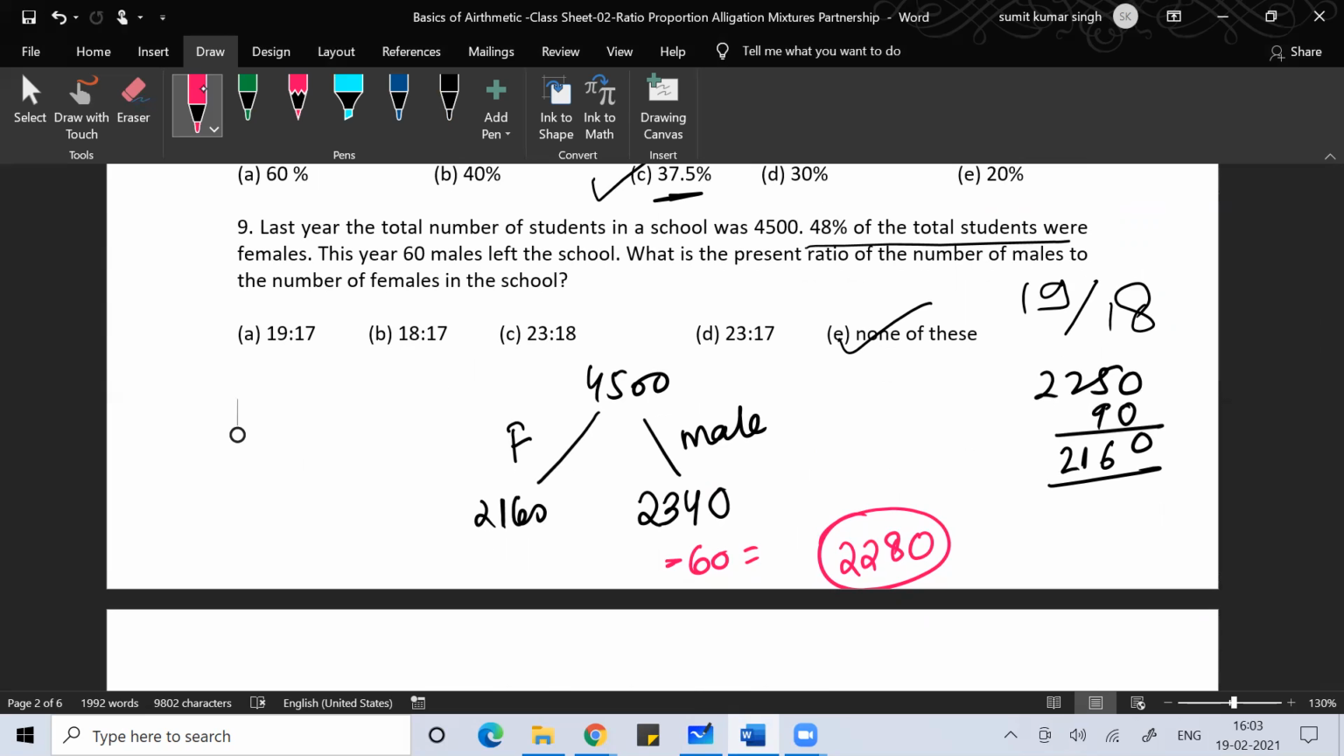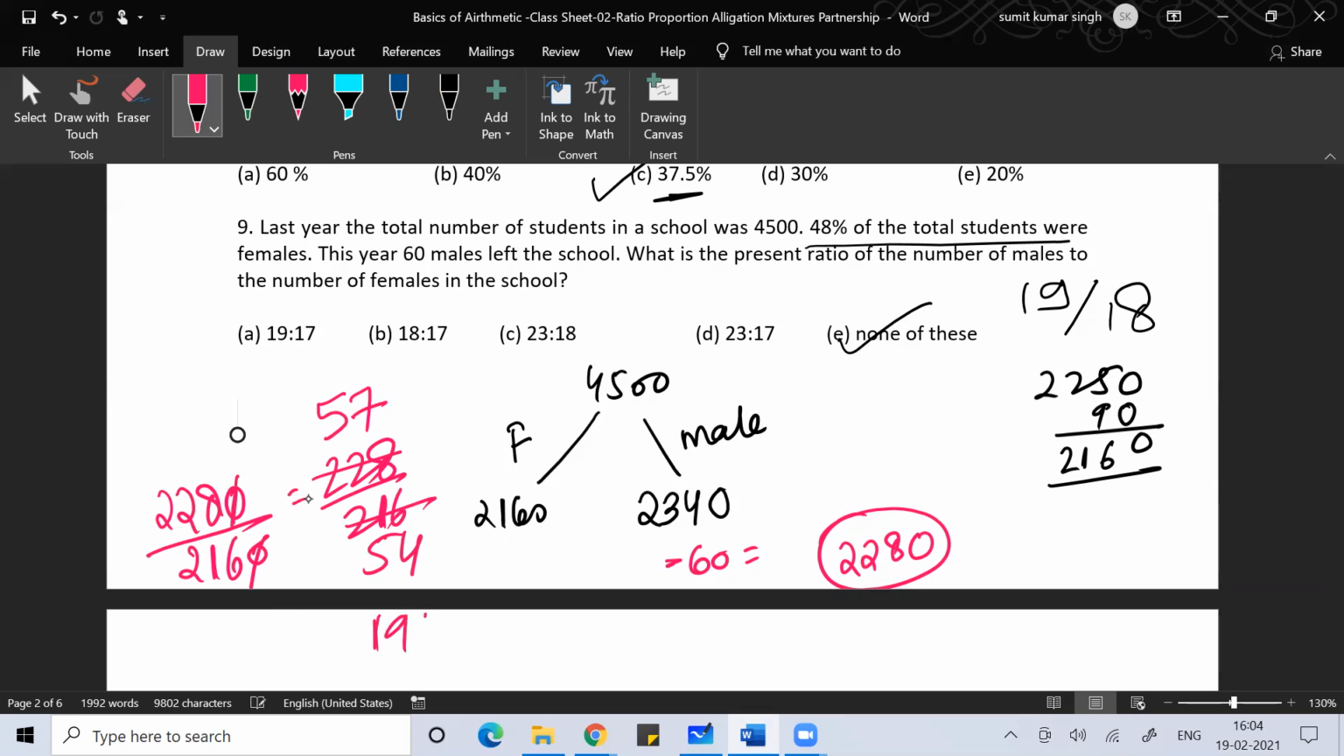So the number of male is 2280 divided by 2160, assuming the female population does not change. This is 228 by 216, so this will be 57 by 54. We get 19 is to 18, since 19 threes are 57 and 18 threes are 54. So the answer for this will be none of these.